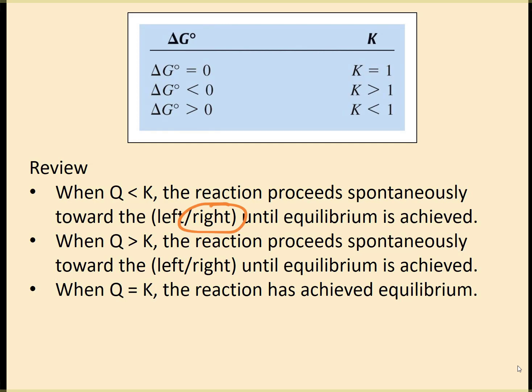equilibrium is achieved. When your experimental Q is larger than K, then the reaction will proceed spontaneously towards the left, making more reactants until equilibrium is achieved. And when your Q is equal to K, then that means that you are already at equilibrium.